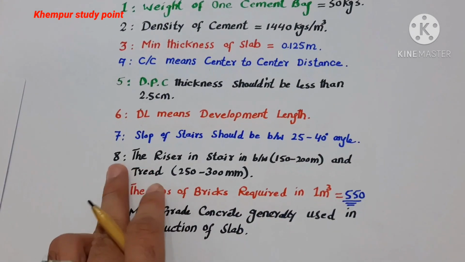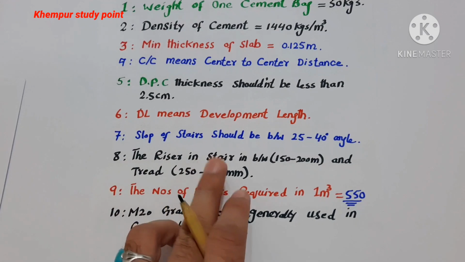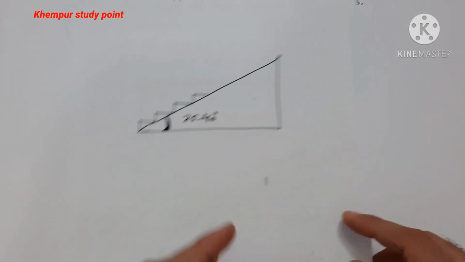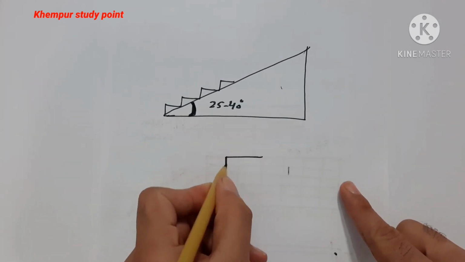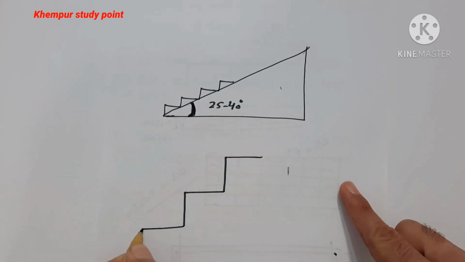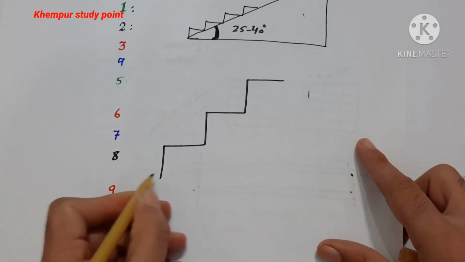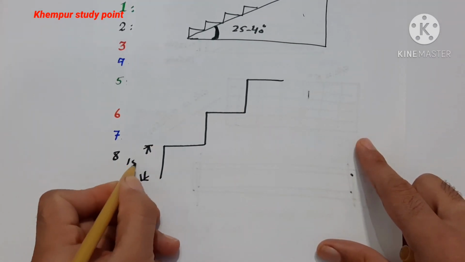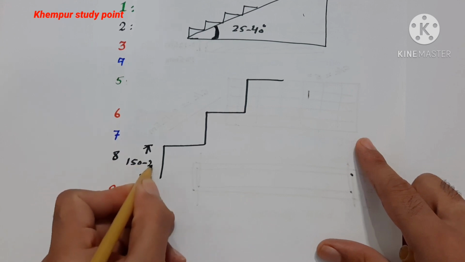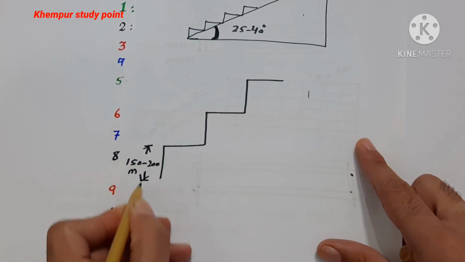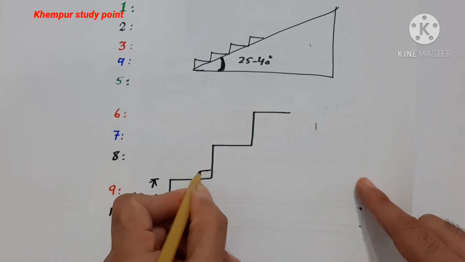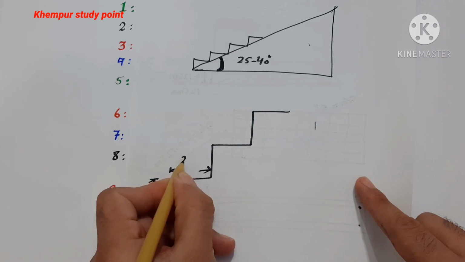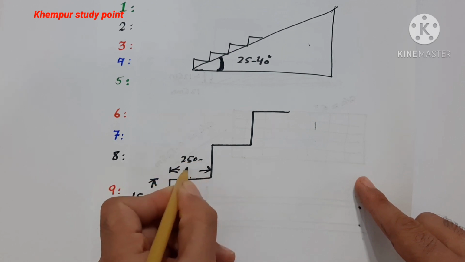Next one, you can see here, 8, the riser of stairs should be between 150 to 200. Riser means, as you can see in the steps, this is called the riser, so it should be between 150 to 200 millimeters, this height. And the next one, this is called the tread. The tread should be 250 to 300 mm.